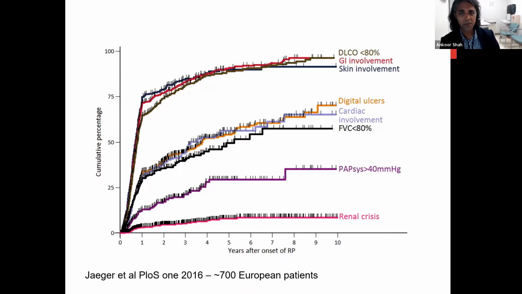The presence of digital ulcers slowly climbed over that 10-year period. The development of pulmonary hypertension, defined by a PA pressure greater than 40 millimeters, again, slowly climbed in incidence over time. And the incidence of renal crisis, again, slowly climbed until about 5 years, at which point it leveled off.